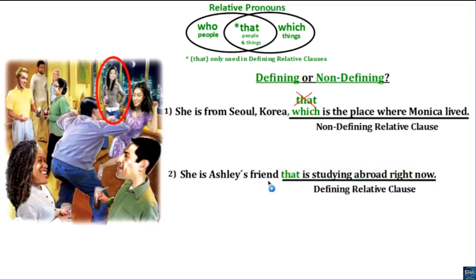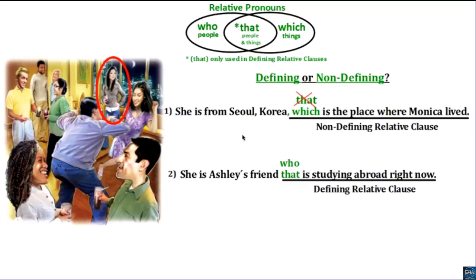So she's Ashley's friend that is studying abroad right now. That's a defining relative clause. And notice we don't have a comma, because we do not use the comma with defining relative clauses. But let's think about another thing. We can also use who, right? Because that is for defining relative clauses, and this is defining, so that's okay. But I can also use who, because I'm talking about a person.